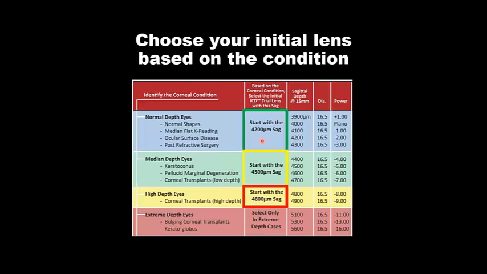But the point here is, if it's a normal eye, start with a 4200 micron ICD. If it's a keratoconic or a corneal thinning disorder, go 45. If it's a penetrating keratoplasty, go up to a 48.